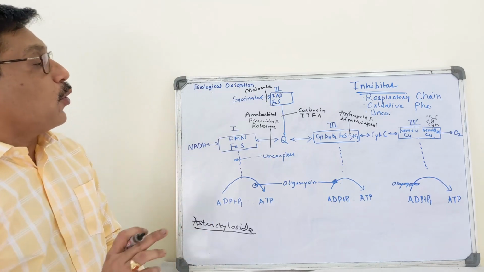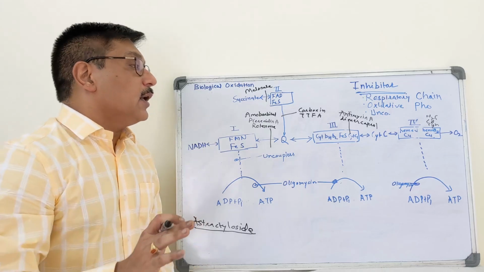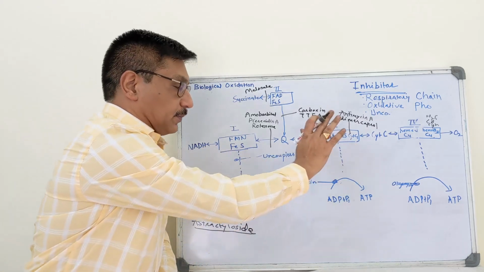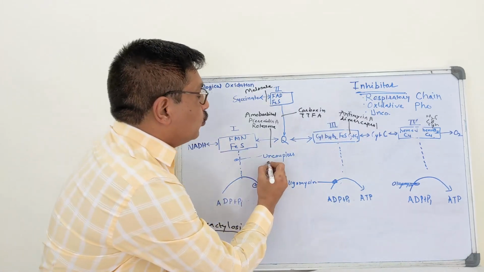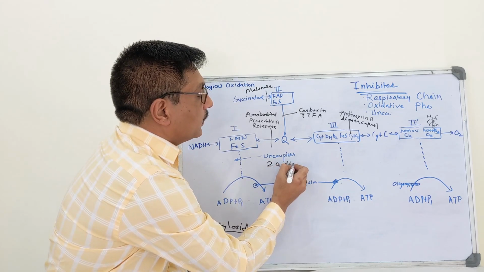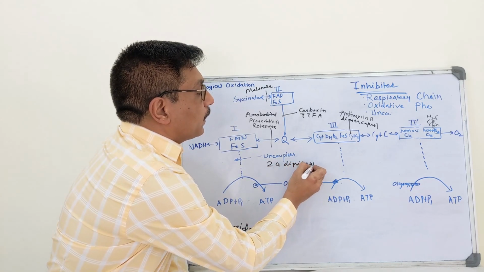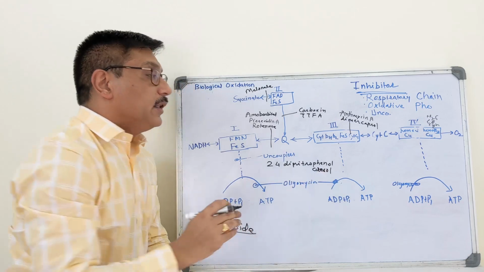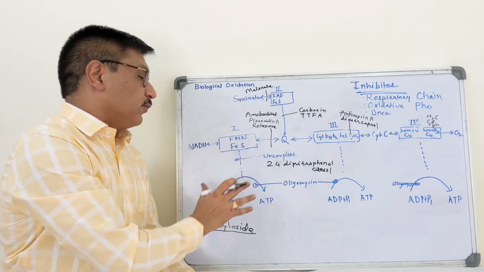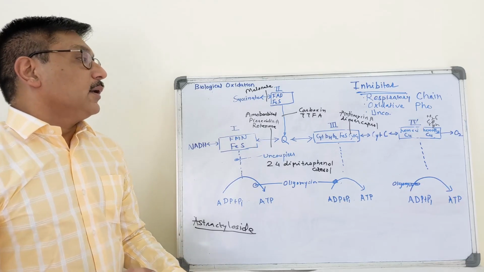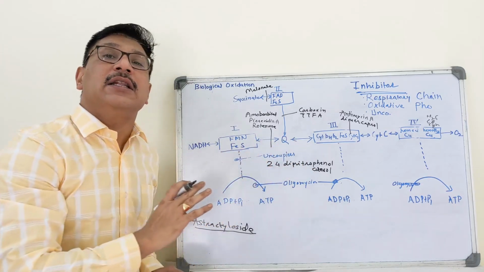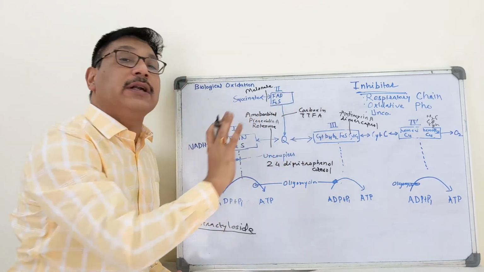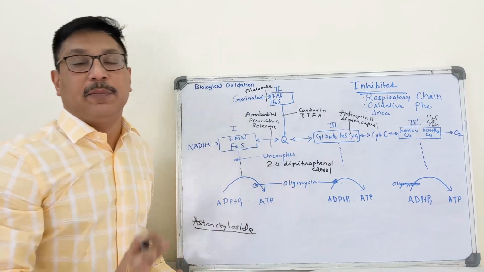And third important are the uncouplers. Uncouplers dissociate phosphorylation from oxidation. These uncouplers are 2,4-dinitrophenol or 2,4-dinitrocresol. This compound dissociates oxidation from phosphorylation, thereby making oxidation an unlimited, not rate-limited process. Oxidation will go on continuously without net production of ATP.